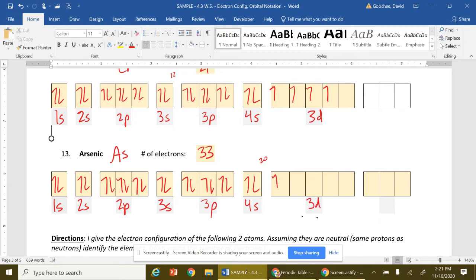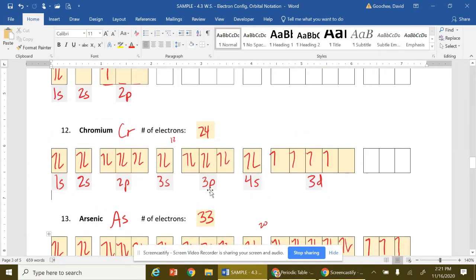3d. All right, 21, 22, 23, 24, 25, 26, 27, 28, 29, 30, 31, 32, 33. This is the 4p, by the way. Okay, that's the electron configuration for arsenic. That's quite a bit. So there we go, guys.